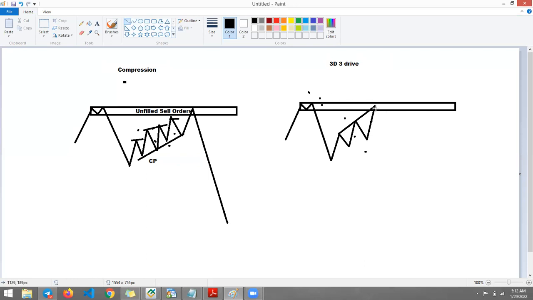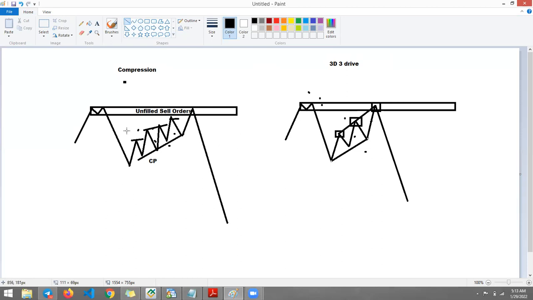It's also a very powerful confirmation kind of entry. So price will form a first drive, second drive, and then third drive, right? And usually the 3 drive and compression happen together. Most times they happen at the same time within the same setup. So that is what we call the 3 drive.